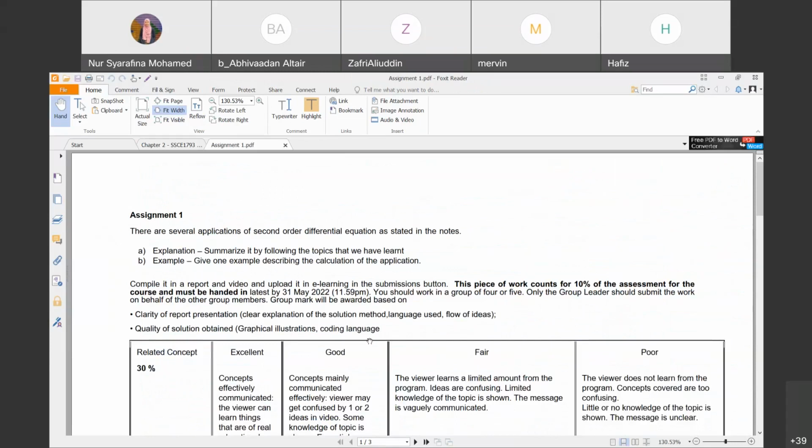Can you see it here? What I am sharing? What is the file I am sharing here?